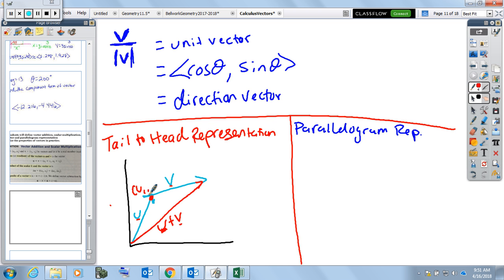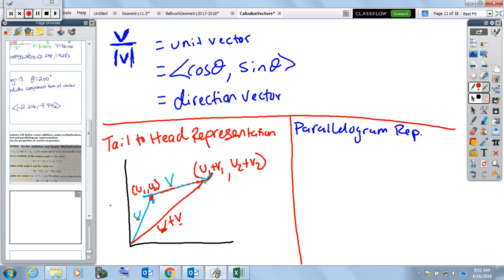So u1, comma, u2. And then we go from u1, u2 to our v1, v2. Well, to go to our end result here, I would take my u1 plus v1 and my u2 plus v2. I'm following the line right here, so to go from u1, u2 to the head of v, I would take u1 plus v1 and u2 plus v2. So that's our standard representation of u plus v.